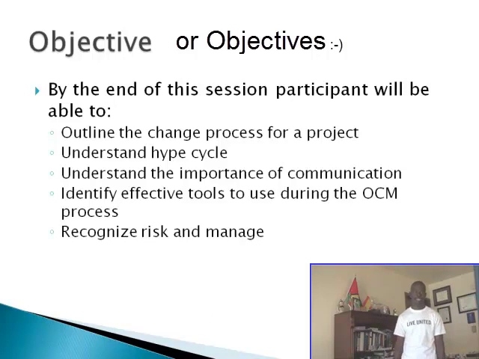Also, we want to understand the hype cycle in a project. We also want to understand the importance of communication during a project. Also identify effective tools to use during an OCM process and recognize risk and how to manage those risks.